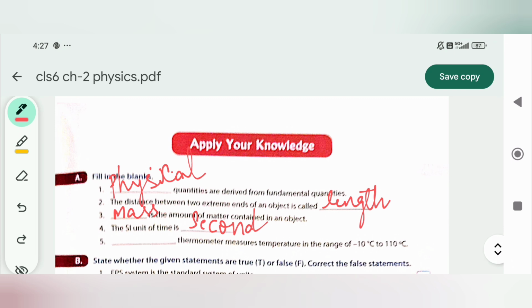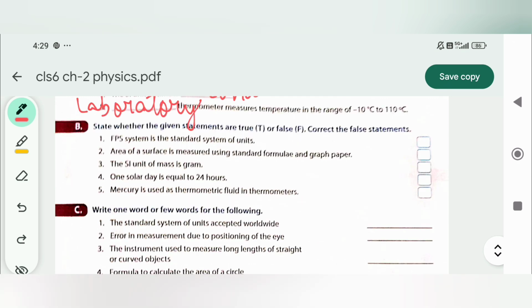Laboratory. So true or false, and correct the false statement also. So FPS system is the standard system of unit. That is totally wrong, so false, because the SI system is the standard system of units.